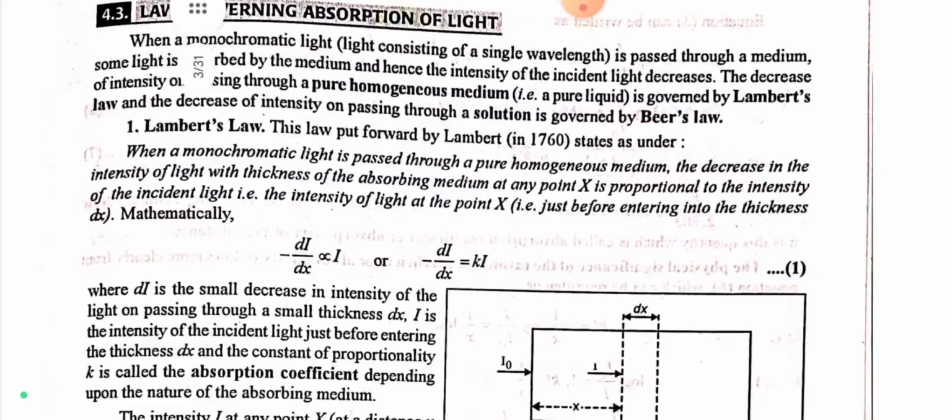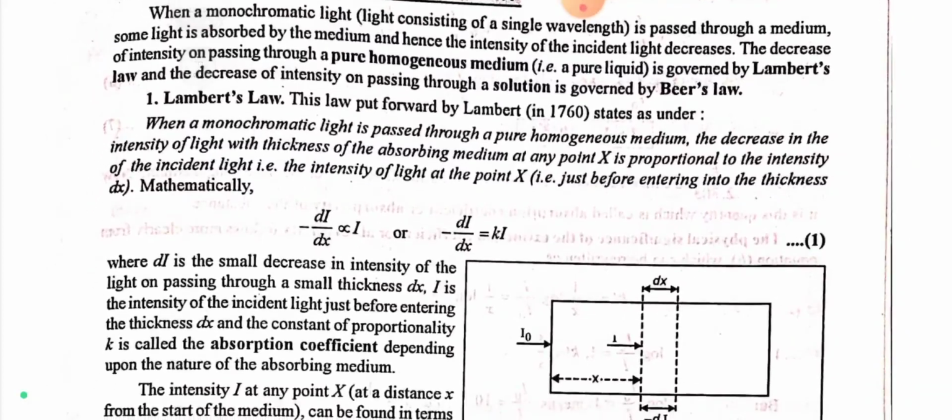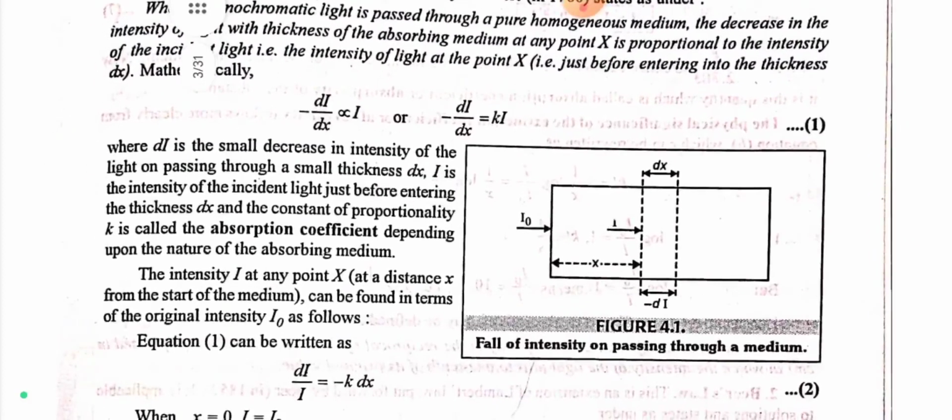Equation number 1, where dI is the small decrease in intensity of the light on passing through a small thickness dx, I is the intensity of the incident light just before entering the thickness dx, and the constant of proportionality k is the absorption coefficient depending upon the nature of the absorbing medium. The intensity I at any point x, at a distance x from the start of the medium, can be found in terms of the original intensity I naught as follows.